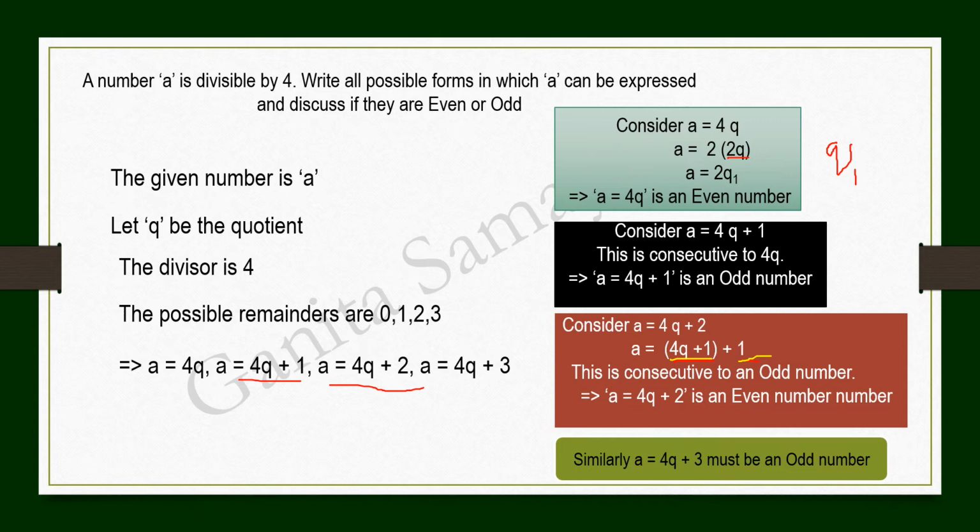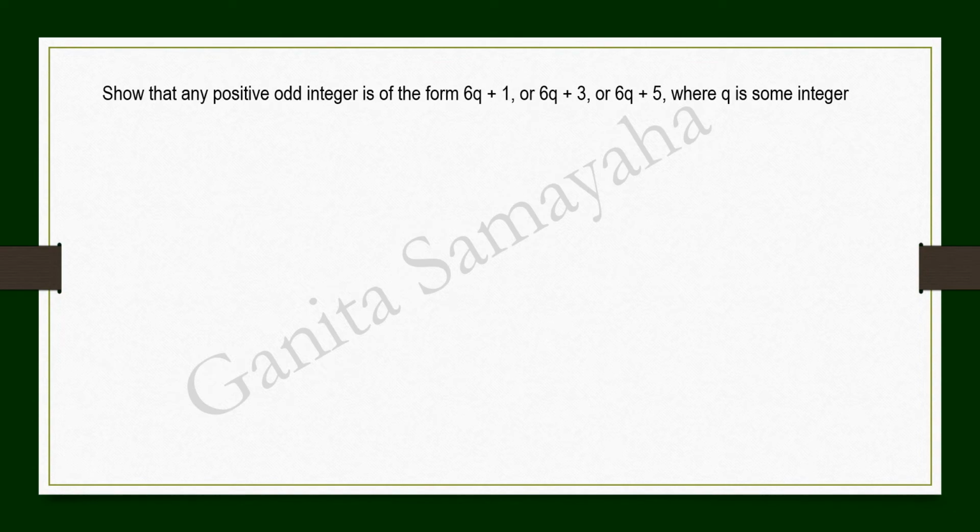So this is how we have discussed, when any number is divided by 4, the different forms: A equal to 4q, A equal to 4q plus 1, A equal to 4q plus 2 and A equal to 4q plus 3. Among them, A equal to 4q and A equal to 4q plus 2, the alternate numbers, are even, and 4q plus 1 and 4q plus 3 are all odd. So we continue further and we solve one more problem which is likely to be important for you, children.